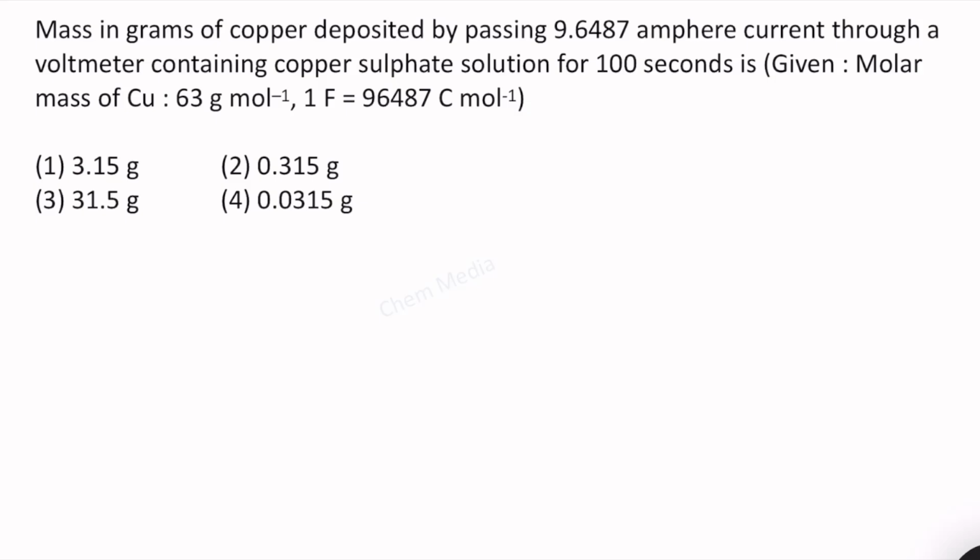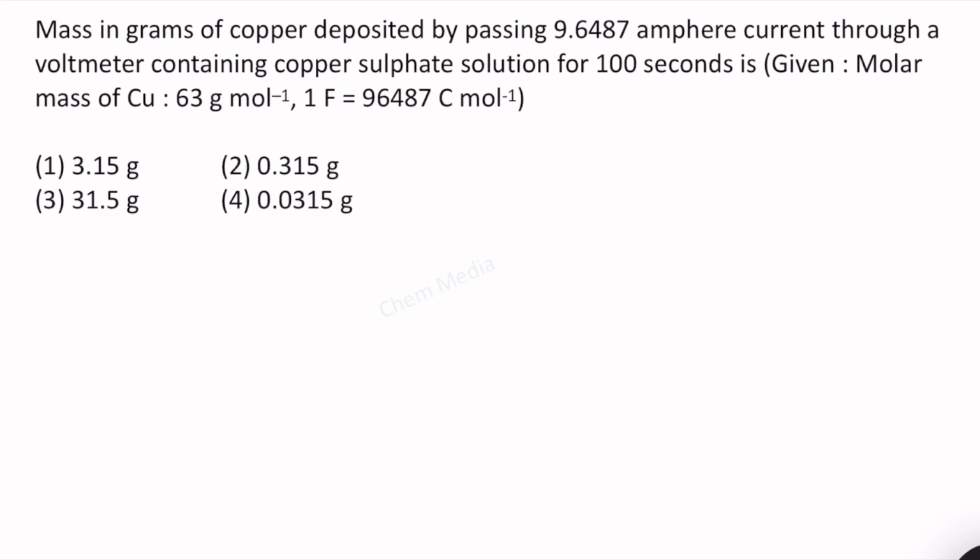Hello everyone, here is a question from electrochemistry. What would be the mass of copper deposited in grams by passing 9.6487 ampere current through a voltmeter containing copper sulphate solution for 100 seconds?